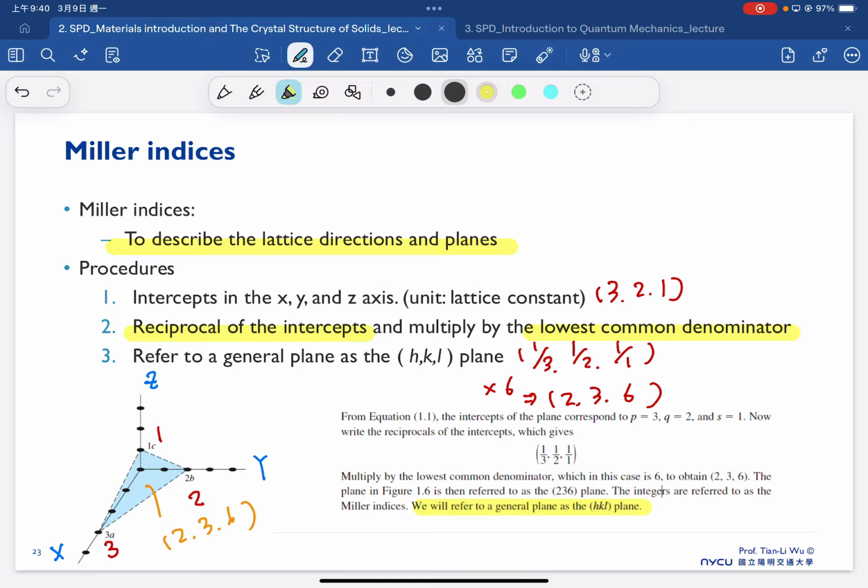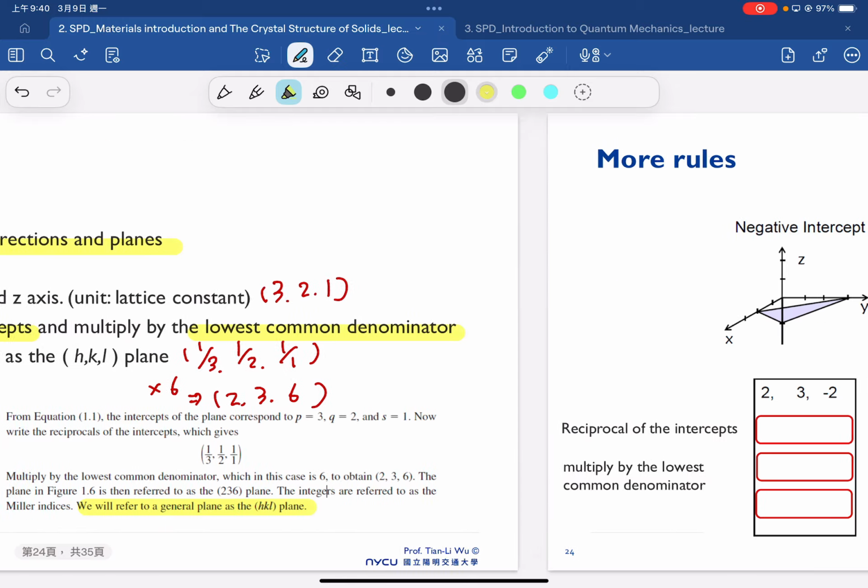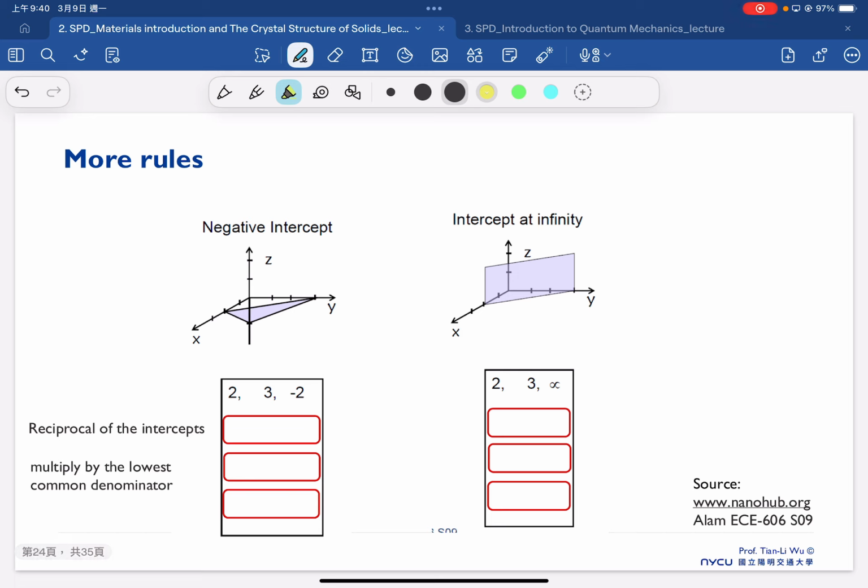So let's look at some advanced cases that will probably give you more sense of why we have to use intercepts, because in some cases we really need to use intercepts, otherwise we won't get any reasonable numbers. These are two very advanced cases. One is, what if there's a negative intercept?